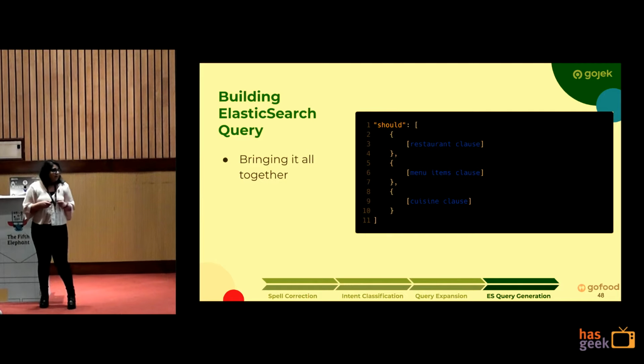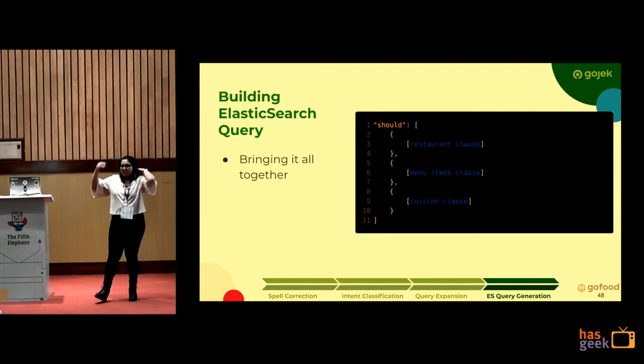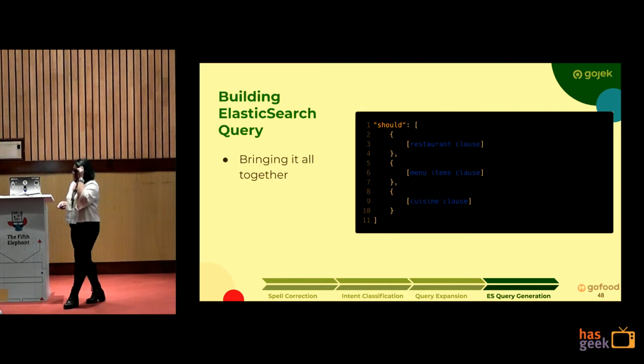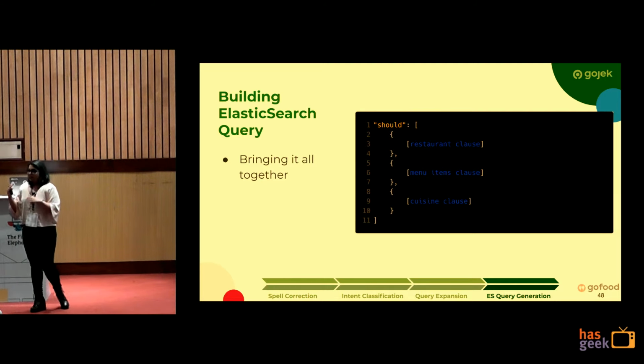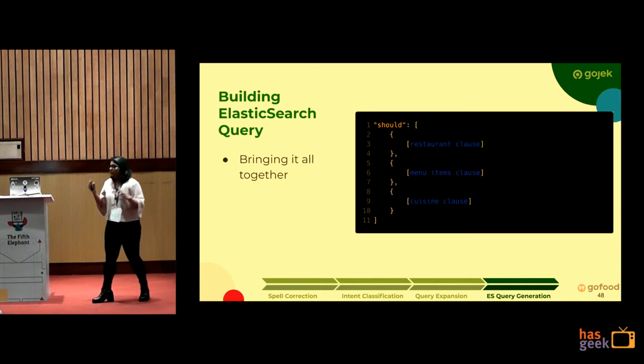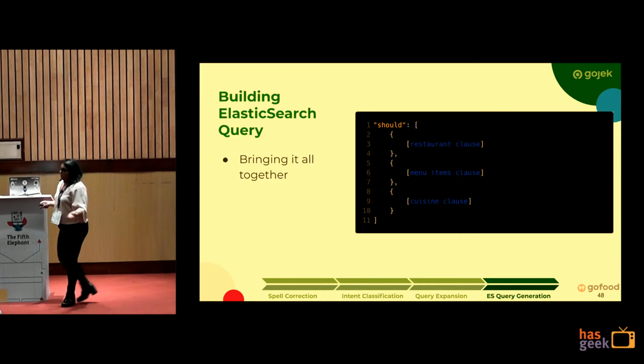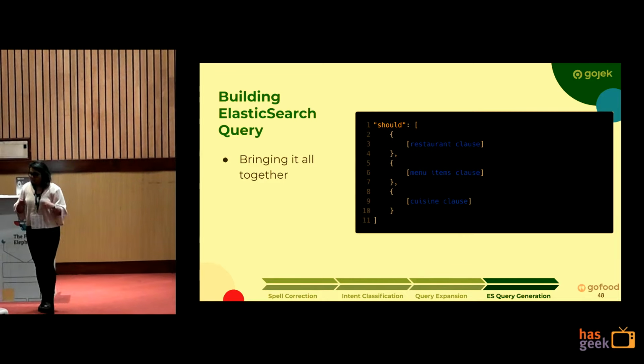So how do we bring it all together? We join all of these three components that we saw in the previous slides into one should clause. That means if there is a restaurant that matches even one of these clauses, it will be retrieved from the entire list of restaurants in the nearby radius of the user.